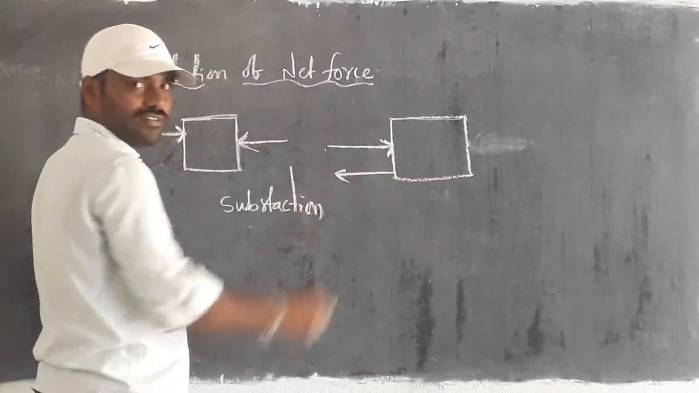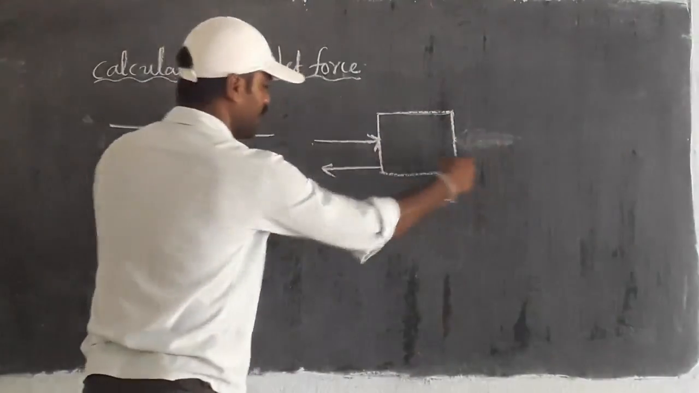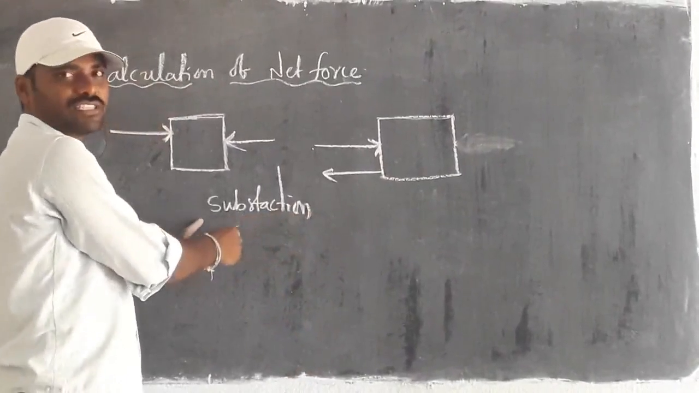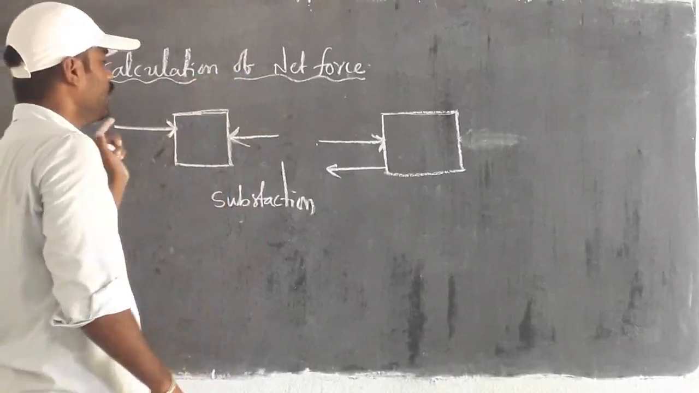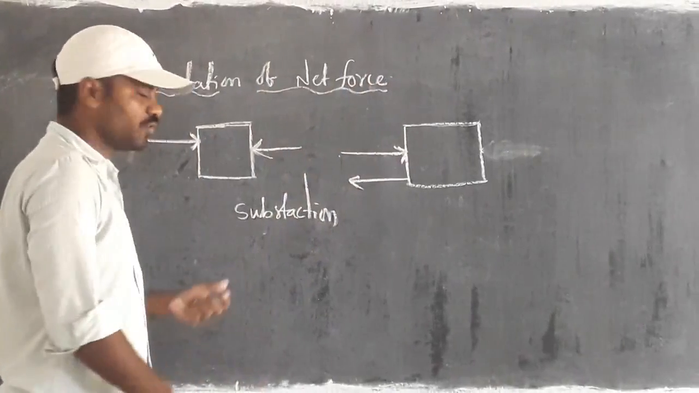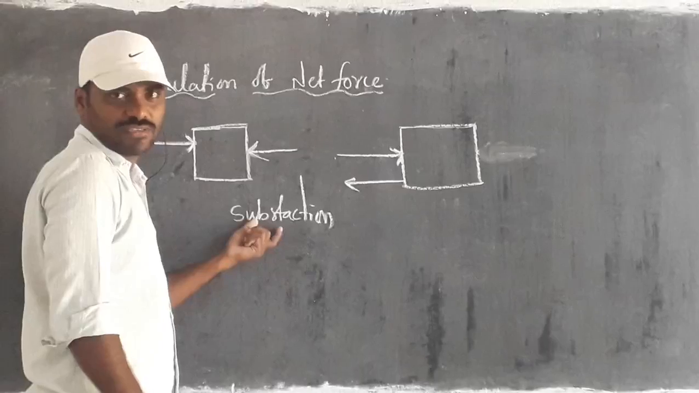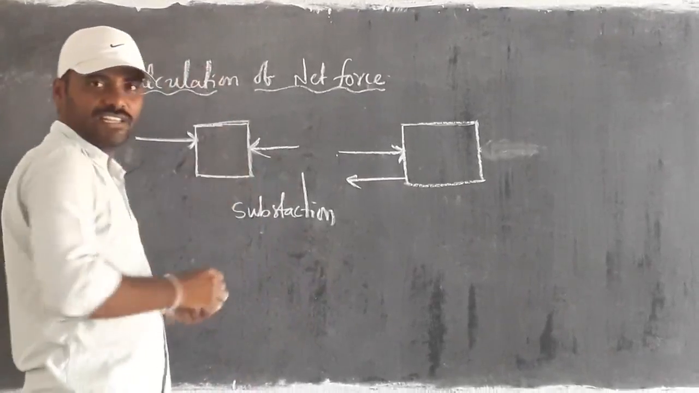Sometimes it is not only like this; you may have to take it like this. One force is from left to right, another force is from right to left. This again indicates subtraction, because the two forces are in opposite directions, meaning one fellow is pushing and another fellow is pushing from the opposite side. So for that we have to take the calculation as subtraction. This is the method we have to follow while calculating the net force.